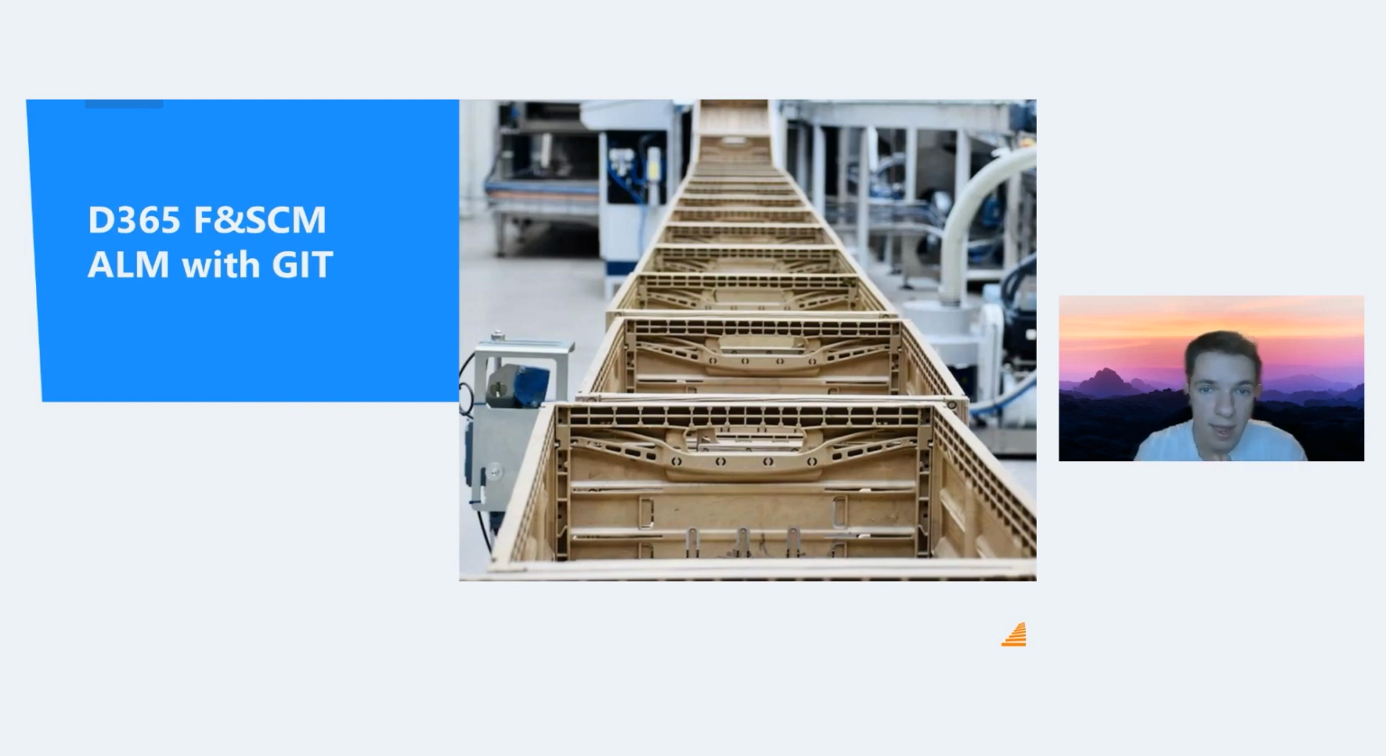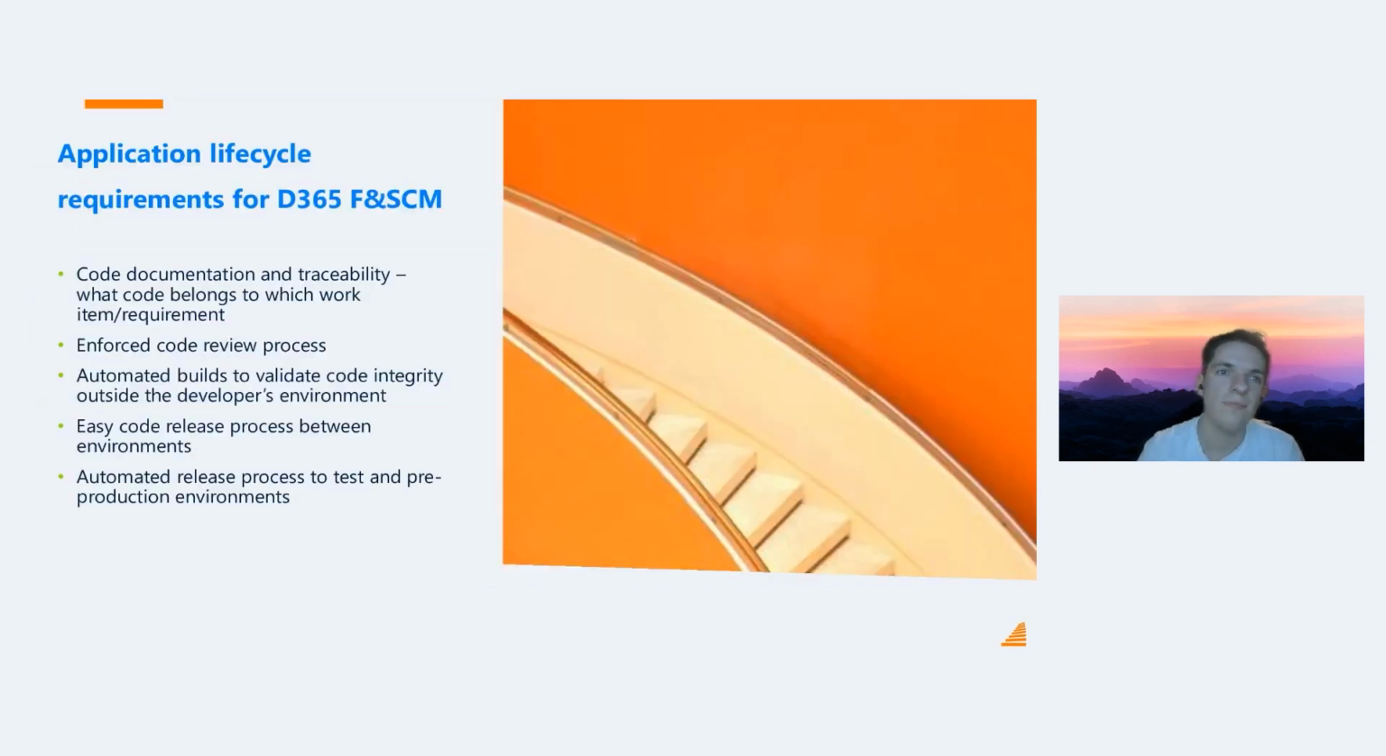But what if we can take this next step and take it to the next level? Basically, what if we can automate all of that? Maybe we can automate the builds. Maybe we can automate releases. Maybe we can enforce nice code reviews. So that's what my next chapter is about: application lifecycle for Dynamics 365 and some hacks and some new and cool features enabled by Git.